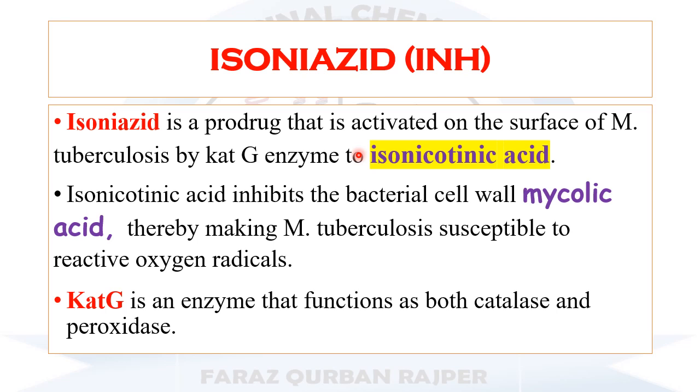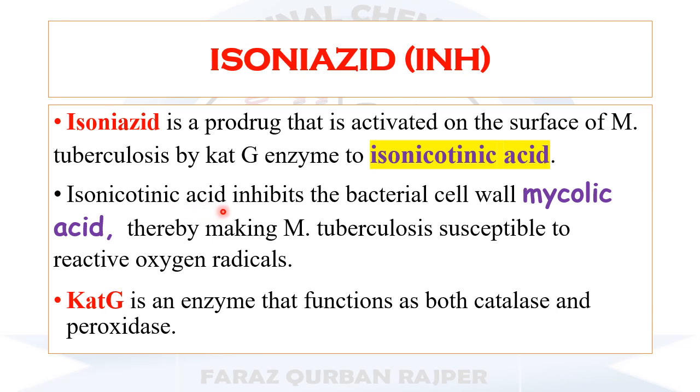Now let's discuss an anti-TB drug, that is isoniazid. Isoniazid is basically a prodrug, meaning it itself is not an active drug, so it must be activated somewhere inside the body to convert it into the active form that will have the pharmacological action. So basically this prodrug is activated on the surface of Mycobacterium tuberculosis by the KatG enzyme, and when it is activated it gets converted into isonicotinic acid. This isonicotinic acid is basically responsible for the pharmacological action.